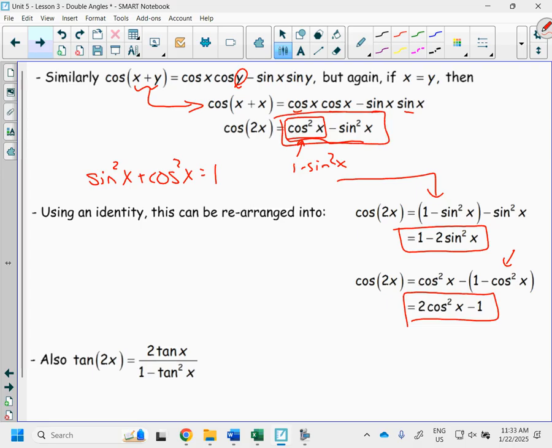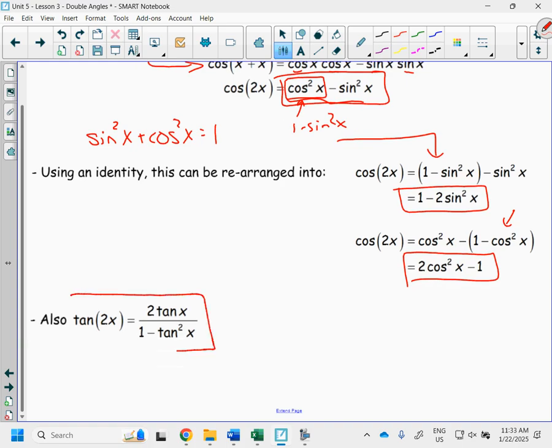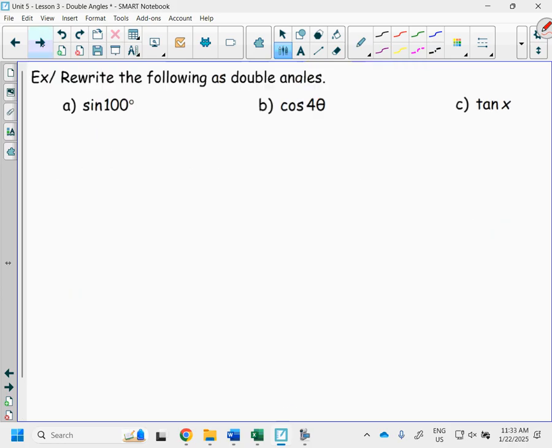You could also do tan. This would be the tan formula. Now, obviously, I don't expect you to memorize these. They're on your identity sheet. We're just going to start using them when we have double angles. So let's get warmed up for that.